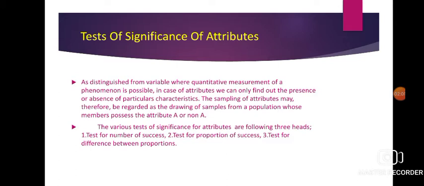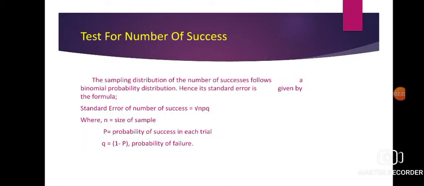The various tests of significance of attributes come under the following three heads. First one, test for number of success. Second one, test for proportion of success. Third one, test for difference between proportion. Here my topic is test for number of successes.